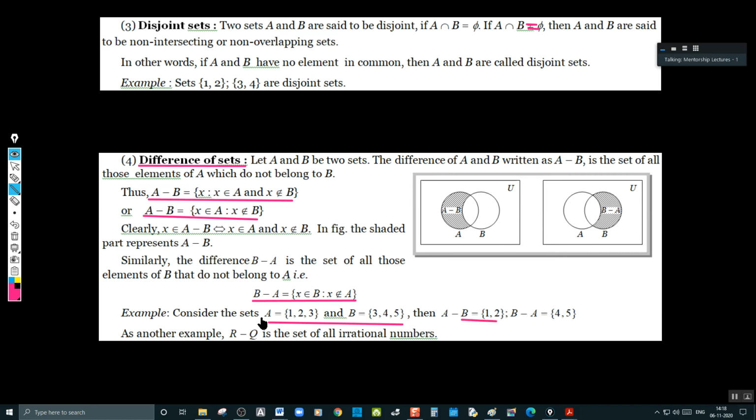If you want to write B minus A, it will be only the elements present in B but not in A. But 3 is present in both A and B. That is to be subtracted, and hence the elements that are present only in B are nothing but 4, 5. So that is the meaning of B minus A.